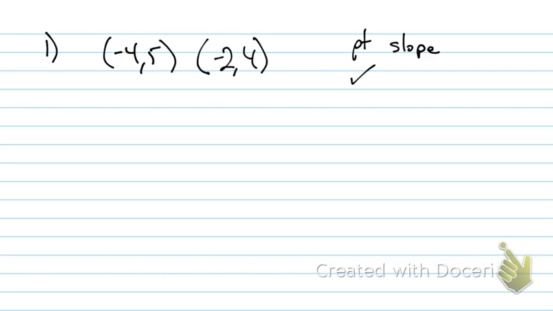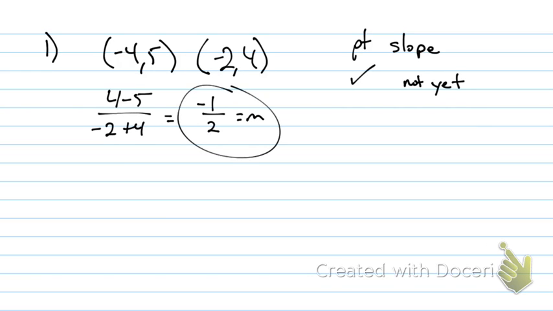Yeah, we have more than enough points. We only need 1. We have 2. Do we have a slope? No. Not yet. We have 2 points, though. So what do you think I'm going to do with my 2 points? Find the slope. So y2 minus y1 over x2 minus x1. I get a slope of negative 1/2.